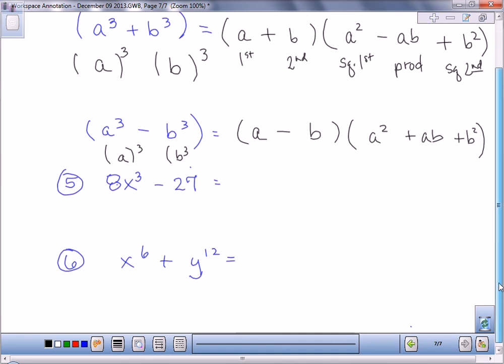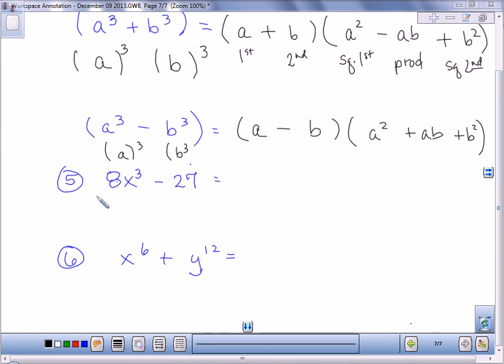So let's look at two last examples. First of all, when we have this, we have to ask, is this a sum or difference of cubes? So, can I write this as a term being cubed? What is this? 2x. Can I write this as something being cubed? 3. So this is a difference of cubes. So let's set up the pattern for my signs. It's minus, so what goes here? 2x. Minus, and then plus, plus.